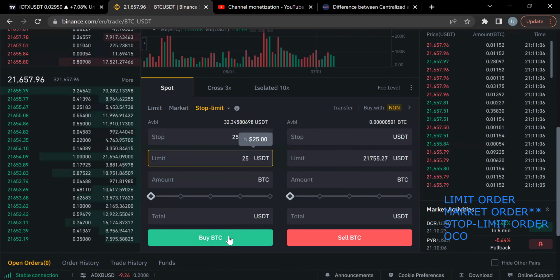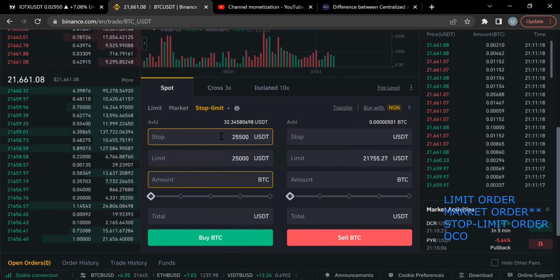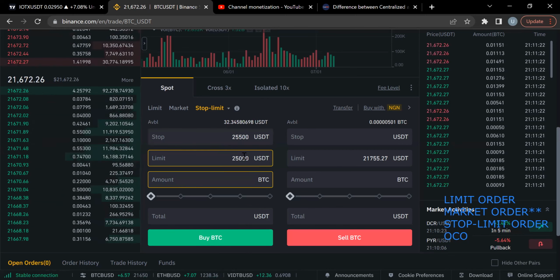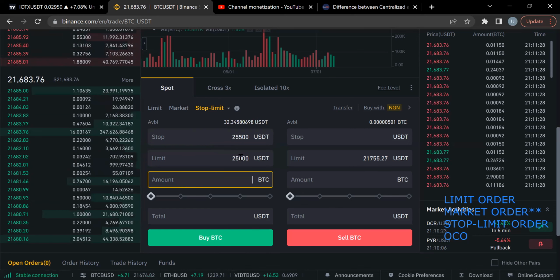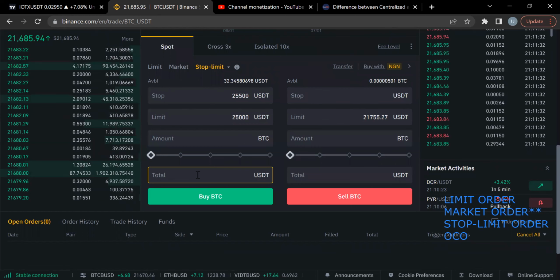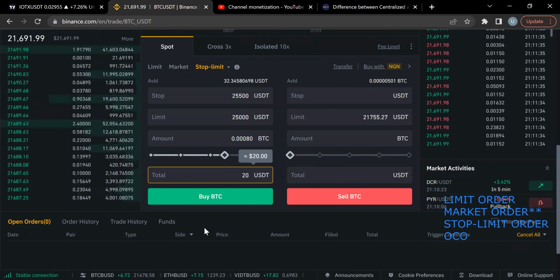So what this simply means is that if Bitcoin should rise to 25,500, place a limit order for me. The price has now got to 25,500. That's fulfilled your first condition. Now place a limit for me at 25,000. So it's going to wait for Bitcoin to go to 25,500, then place a trade for you at 25,000. Now you have to put the amount you want to spend. Let's say you want to spend $20.